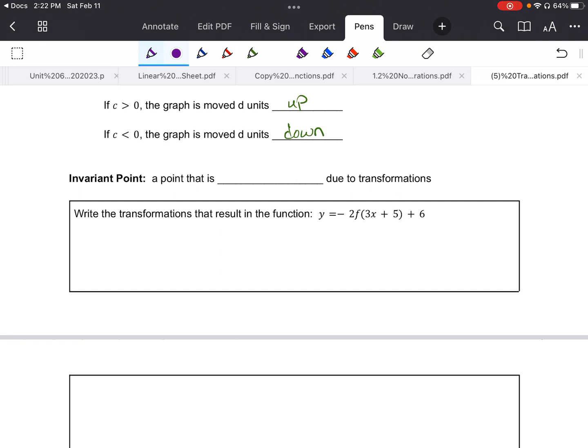Okay, invariant point: a point that is unchanged due to transformations. Okay, just a definition word, just in case you see it later on.